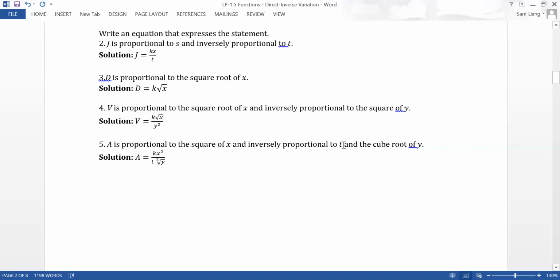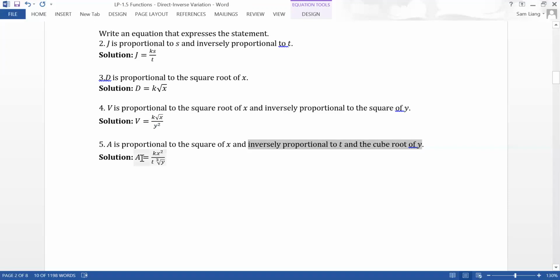And then lastly, number 5, A is proportional to the square of X and inversely proportional to T and the cube root of Y. Okay, so this is kind of wordy here, this section here. Don't get too caught up in it though. It's just saying that A is inversely proportional to T and the cube root of Y. So T and the cube root of Y both go in the denominator of the fraction.